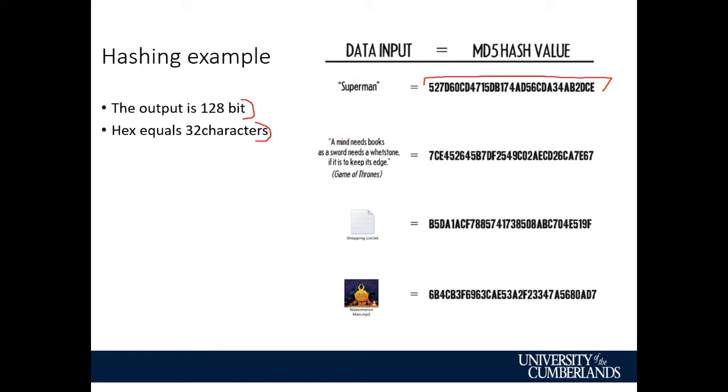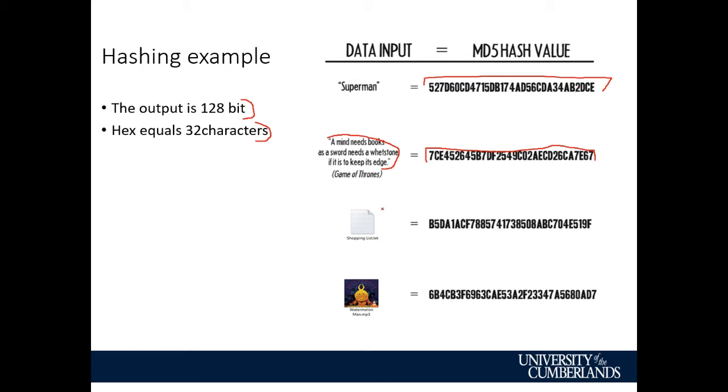Now we're going to take this whole sentence. If you notice, the last one was one word, 32 characters. Here's a complete paragraph or sentence. And again, what does that convert to? A complete 128-bit, 32-character hash. So even though the input is a different length, the output is the same.